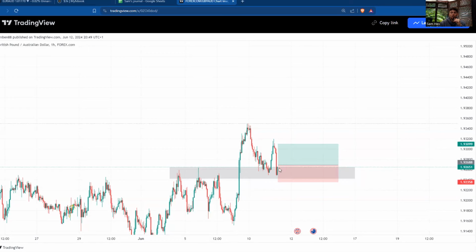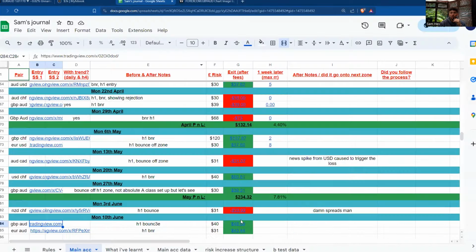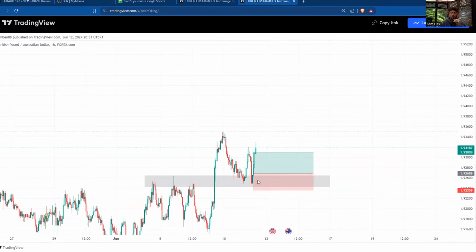This is where we're entering, on this rejection. And as you can see in the winner photo, it actually raced straight to profit. So this was a mega quick trade and nicely done. On to the next one.